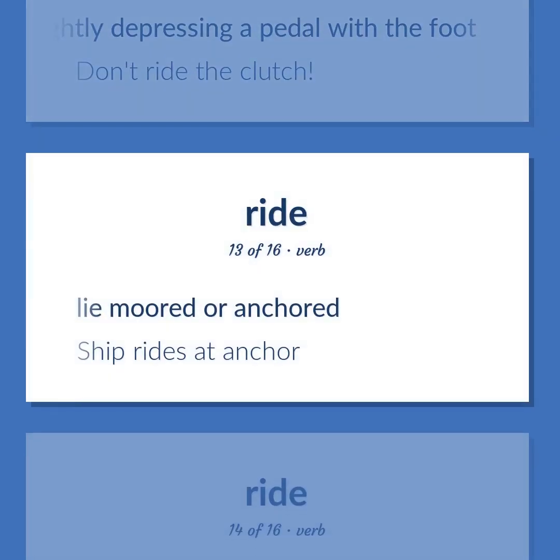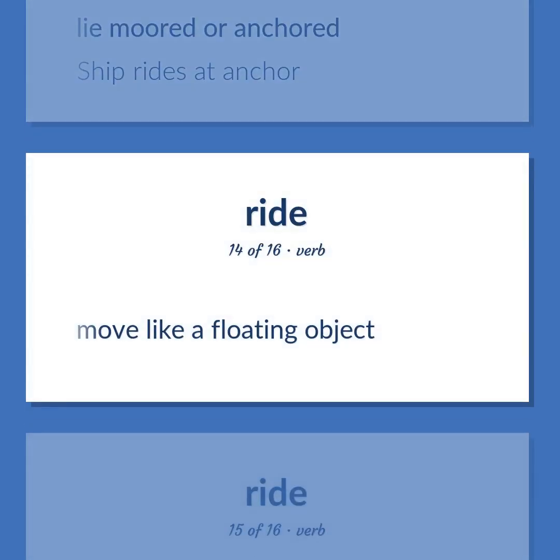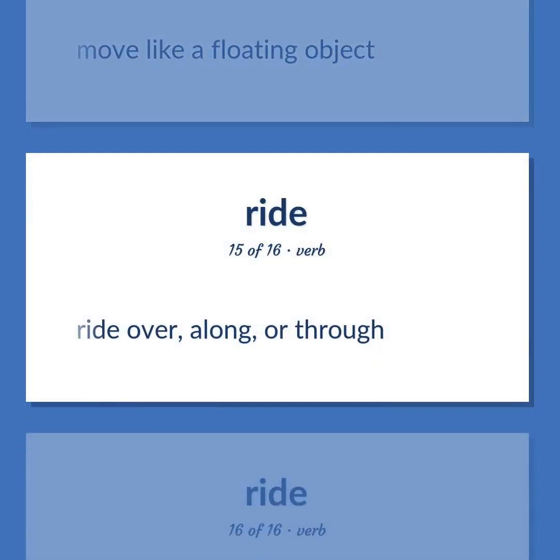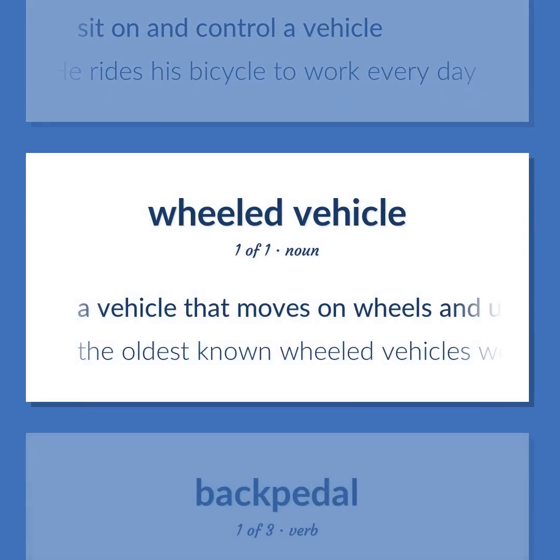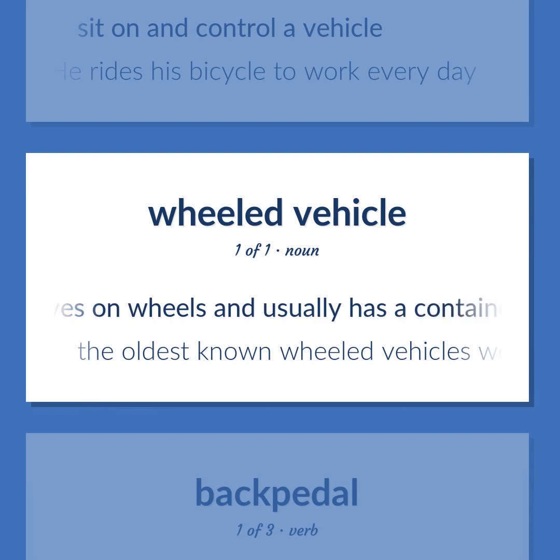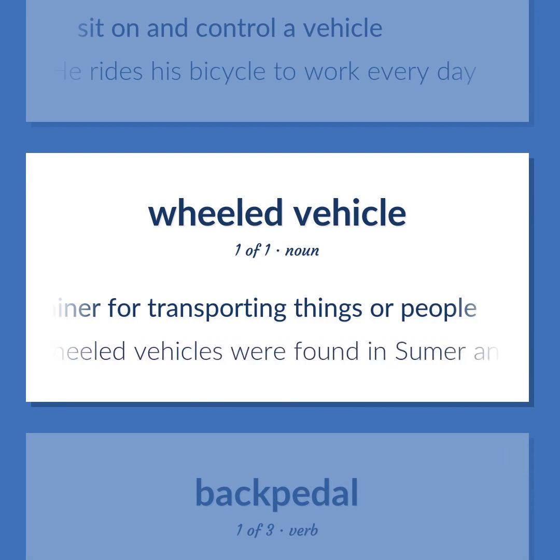Lie moored or anchored. The ship rides at anchor. Move like a floating object. Ride over, along, or through. Sit on and control a vehicle. He rides his bicycle to work every day. A vehicle that moves on wheels and usually has a container for transporting things or people. The oldest known wheeled vehicles were found in Sumer and Syria and date from around 3500 BC.